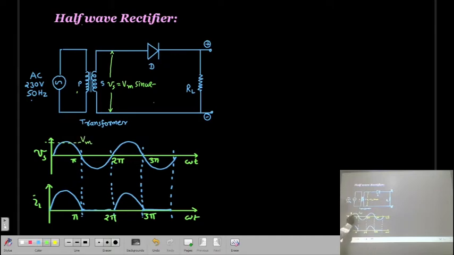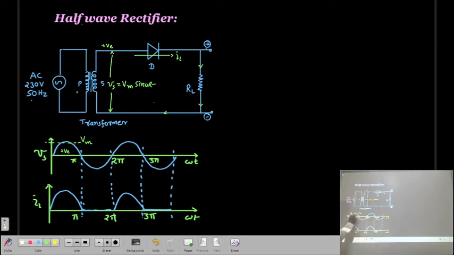Whenever in the secondary voltage we have a positive cycle, then this diode will be in forward bias, and there will be a flow of current. This current is known as the load current. So this load current is flowing through the load resistance RL. It enters from this point, so this terminal of the rectifier is going to be positive, and the current comes out from this RL and goes back to the transformer. Here this terminal is going to be negative.